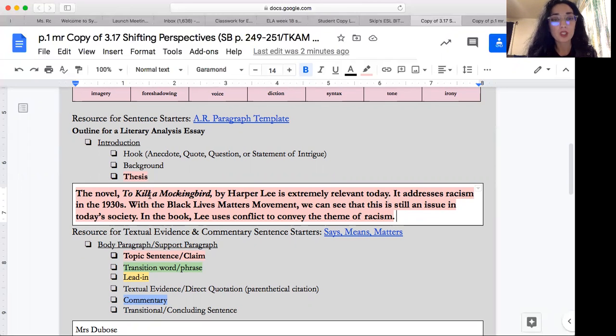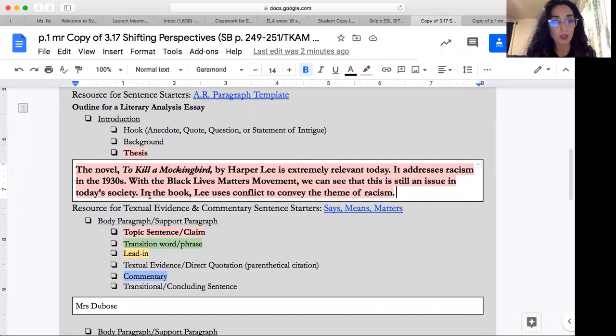The novel To Kill a Mockingbird by Harper Lee is extremely relevant today. It addresses racism in the 1930s. With the Black Lives Matter movement, we can see that this is still an issue in today's society. In the book, Lee uses conflict to convey the theme of racism. So then I'm going to talk about Scout. Or maybe I'll say Scout and Jem, since I don't know if I'll end up talking about both or one. You don't have to know everything. You can figure it out as you go.